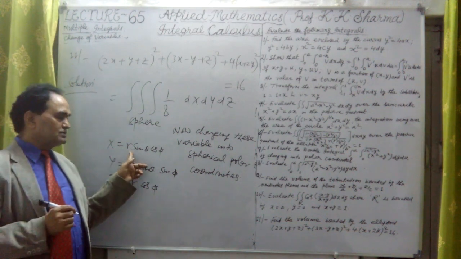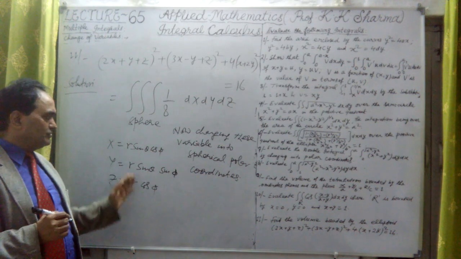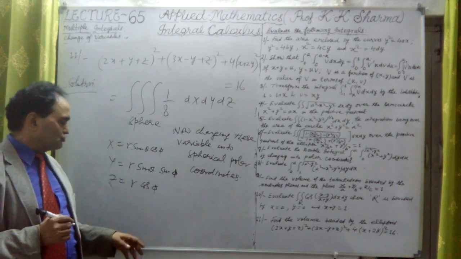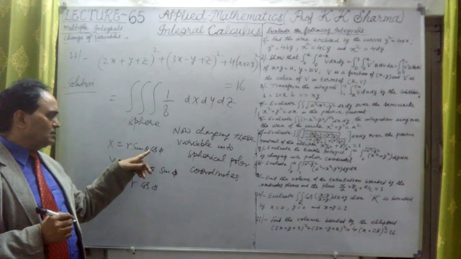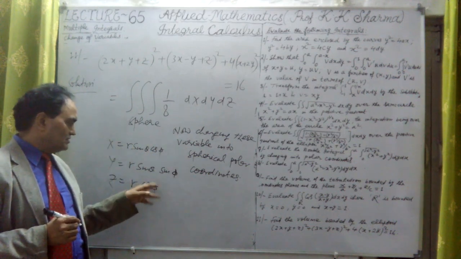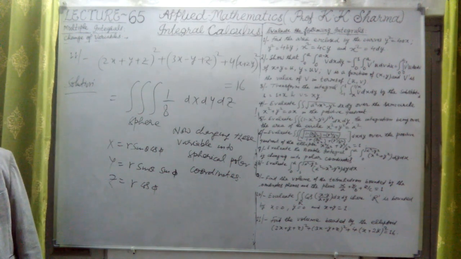This will come out as r square sine theta. R square sine theta will be the Jacobian of this. Let me find out the Jacobian with respect to all the three variables r, theta and phi.